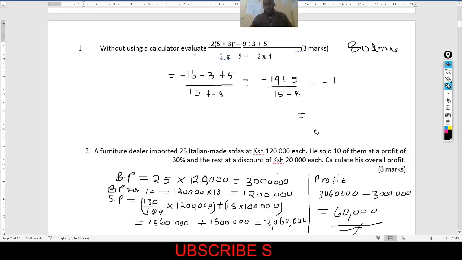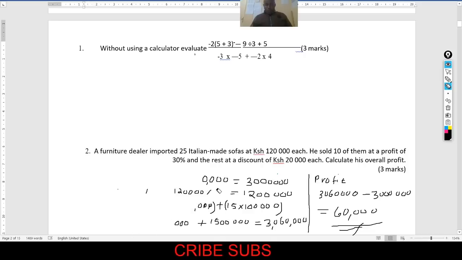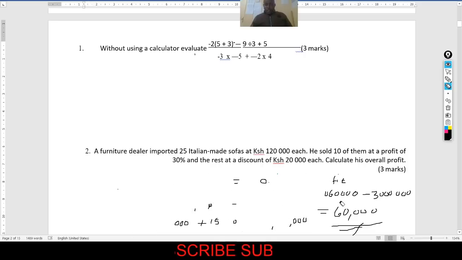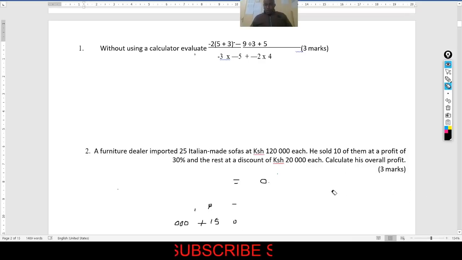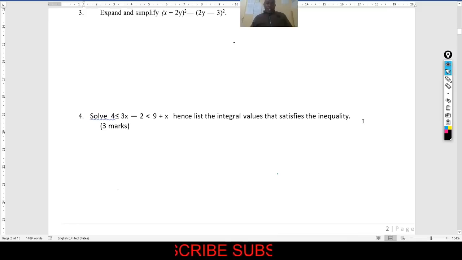Now we go to question number 3. We move ahead and do question number 3. Good. Question number 3 is that we expand this and then we simplify.